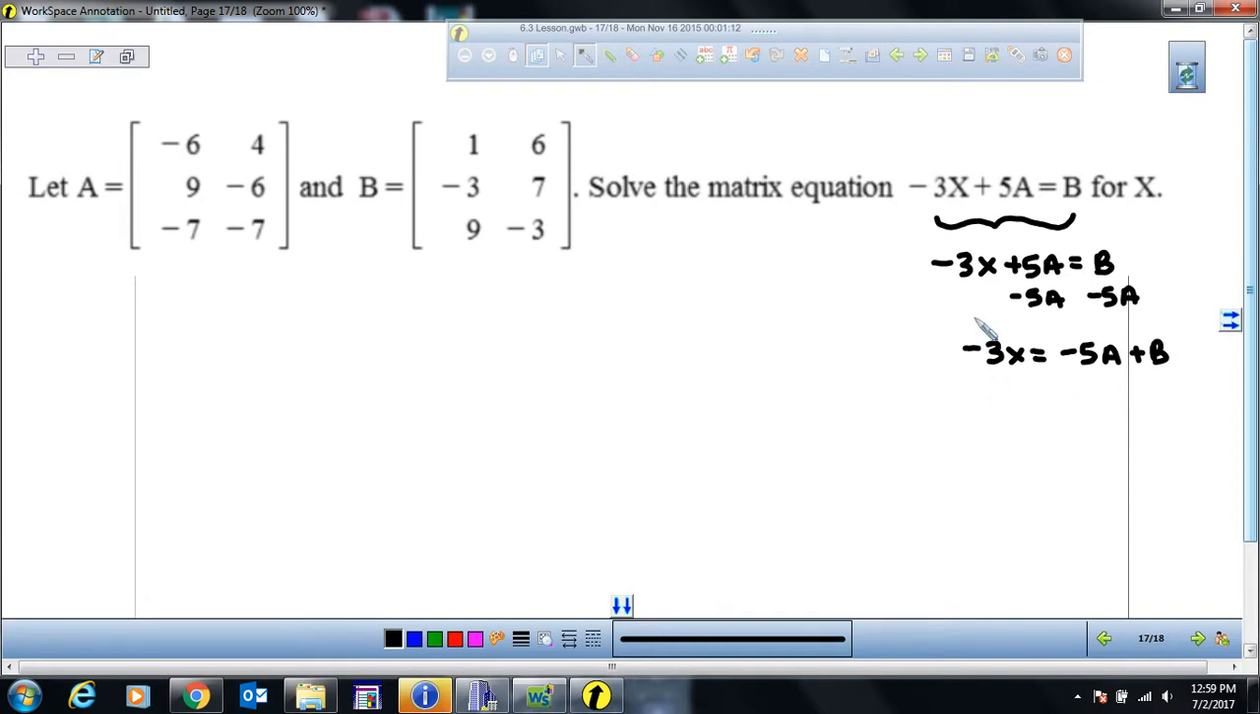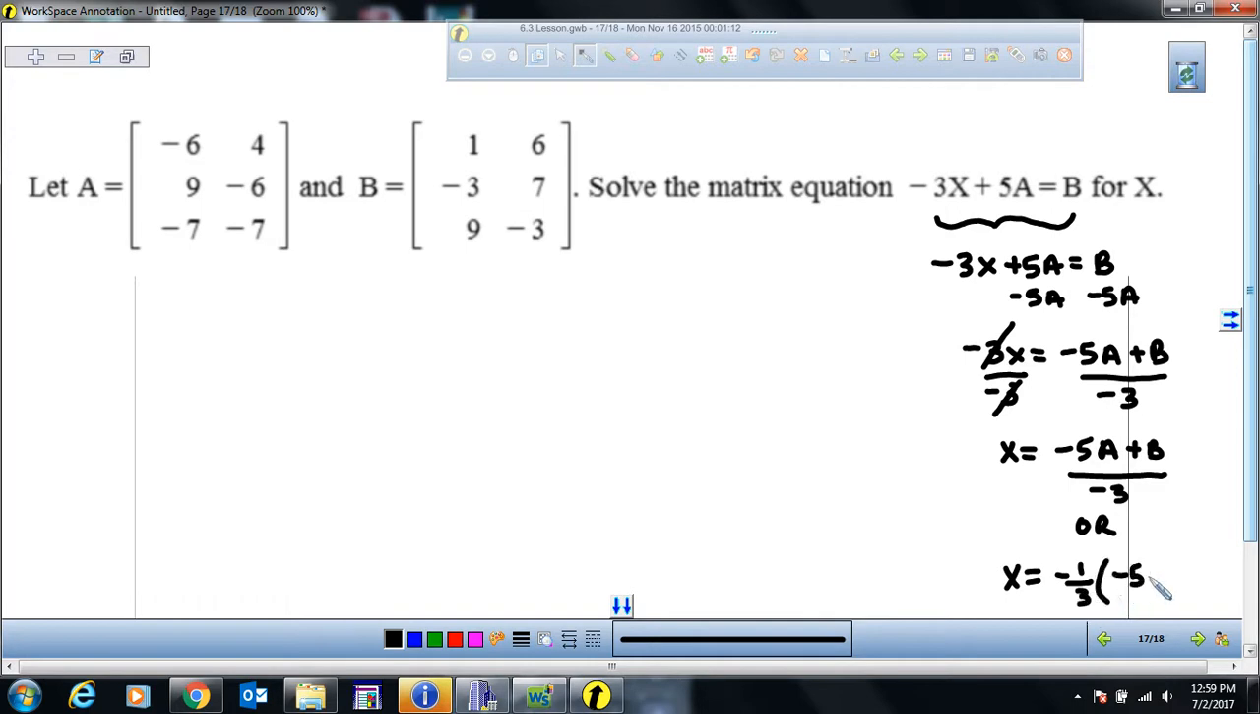Then, to get rid of that negative 3, we can either multiply by negative 1/3 or divide by negative 3. Because if I say multiply by negative 1/3, it means divide by negative 3. Right? So you can say it like this: negative 5a plus b divided by negative 3. Or you can also say it like this: negative 1/3 multiplies times negative 5a plus b. So that's the same thing either way.